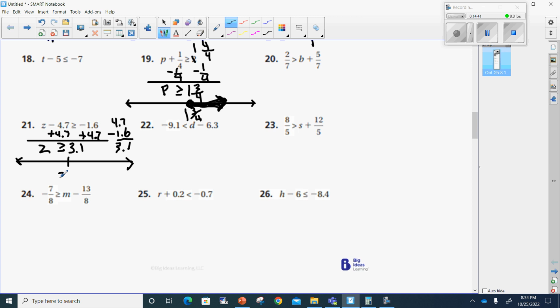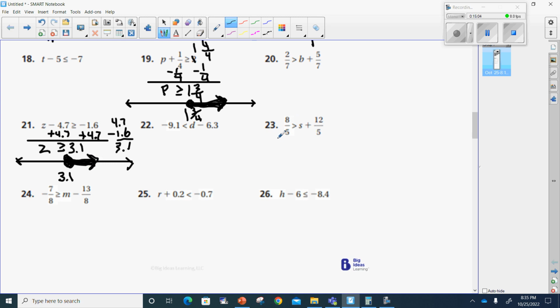Put 3.1 under it. And since it's greater than or equal to, since it has that line there, I'm going to shade in my dot, and shade all the numbers that are bigger than 3.1.